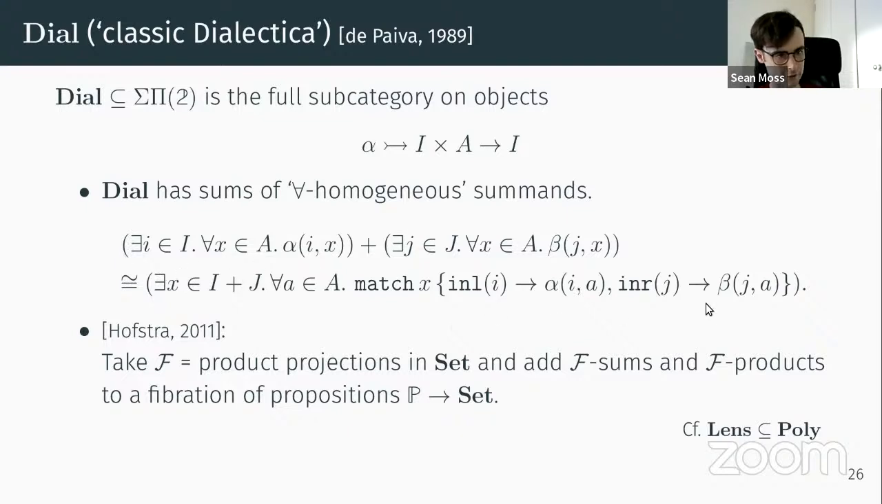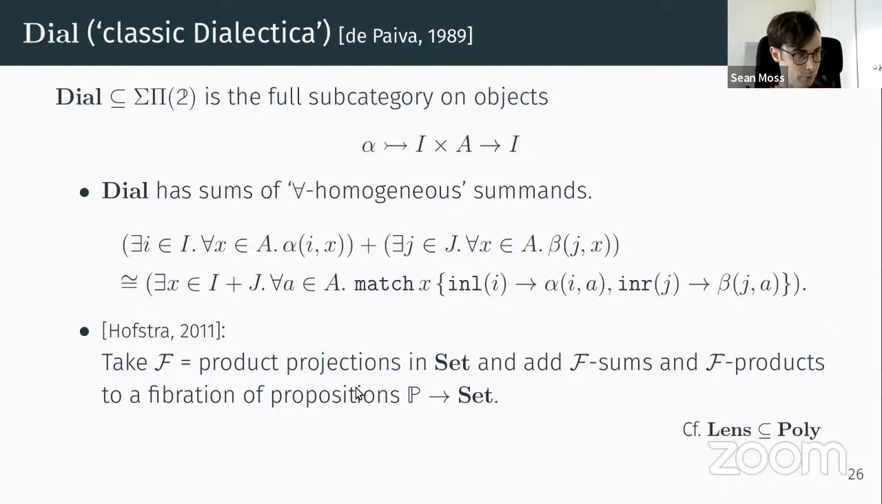Okay, but if it agrees, then there's just this formula for adding them together. Peter Hofstra observed that actually you can make dial look like a free sum following a free product completion if you use the fibrational setting. So you take the base category B to be sets again, but instead of taking F to be all maps in set, you only take the product projections. Okay, and now this fibrational sum completion I mentioned earlier does give you back the category dial.